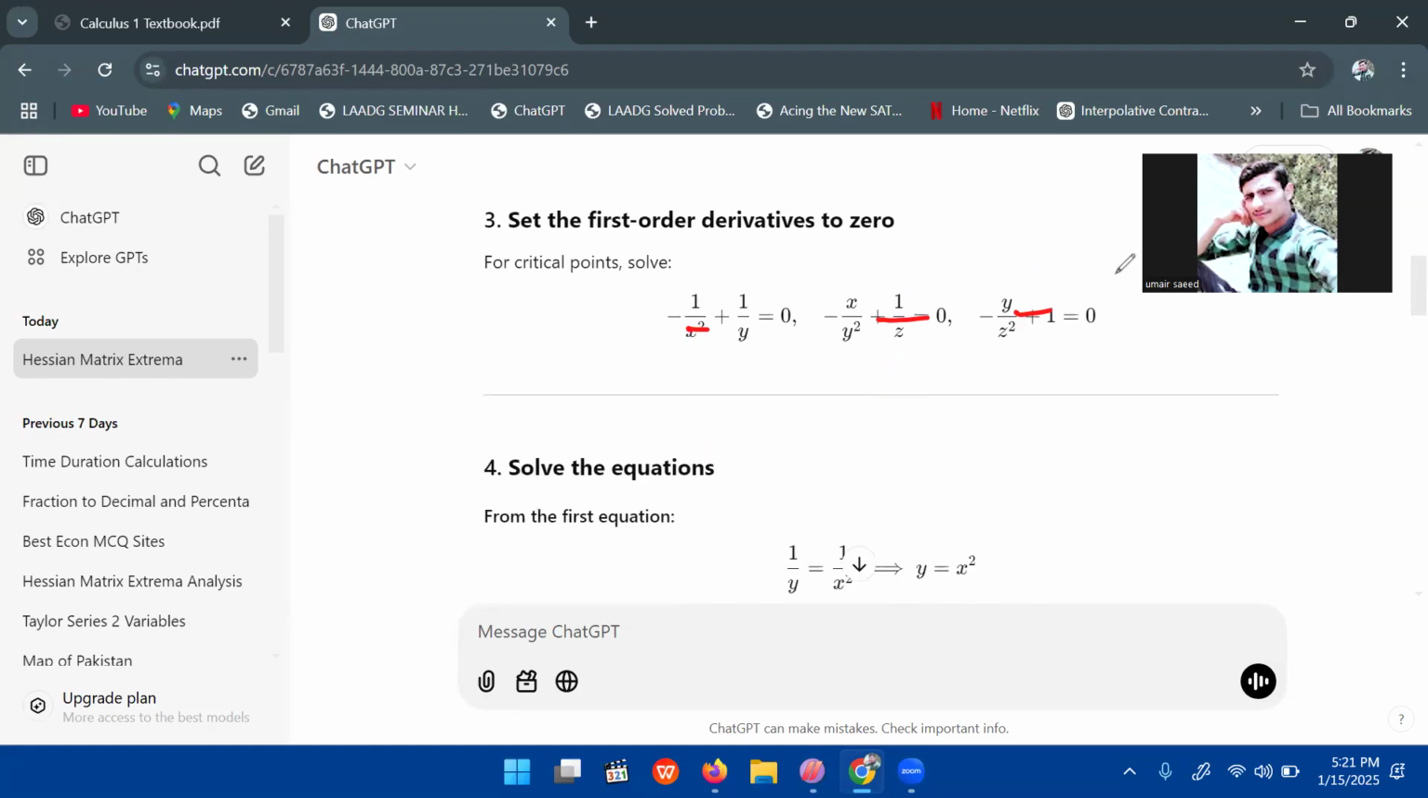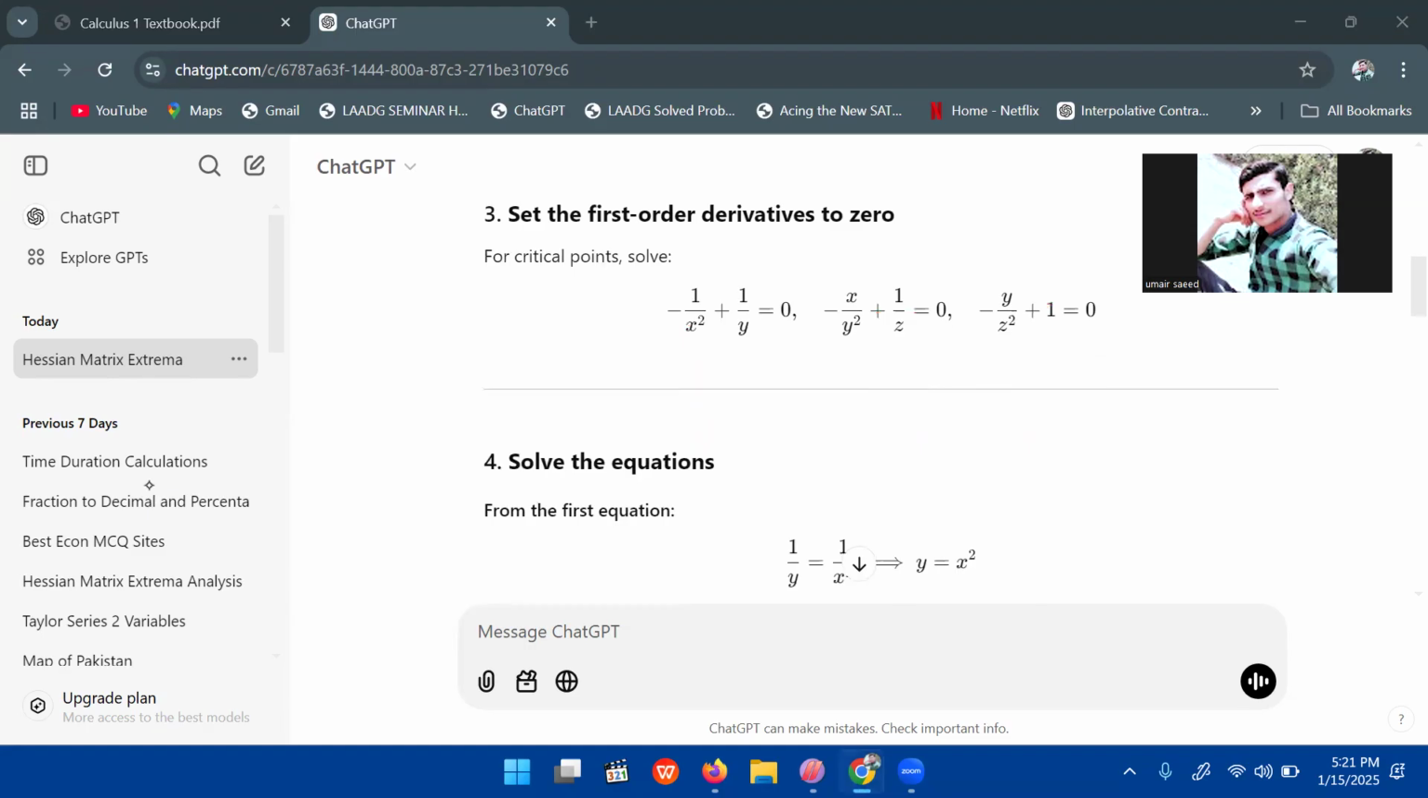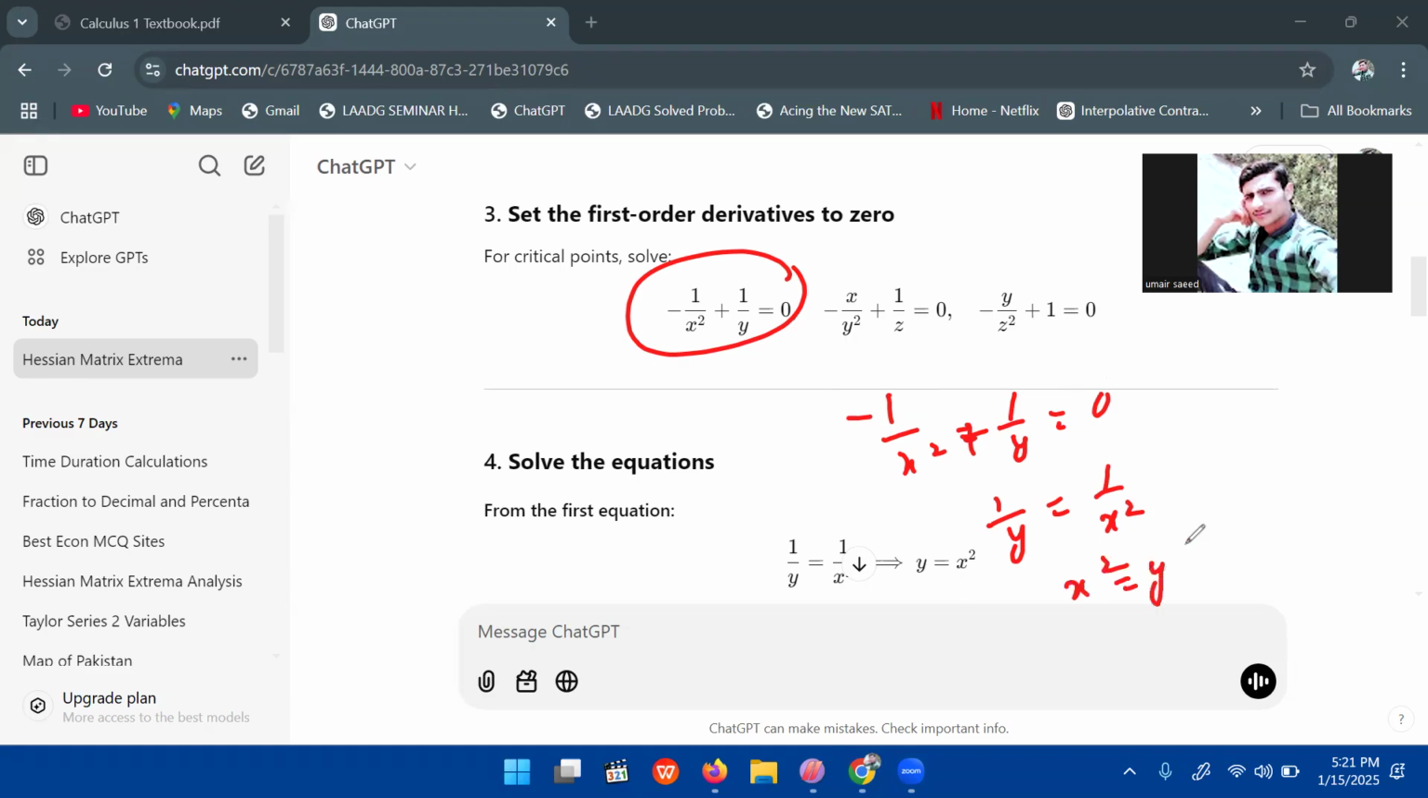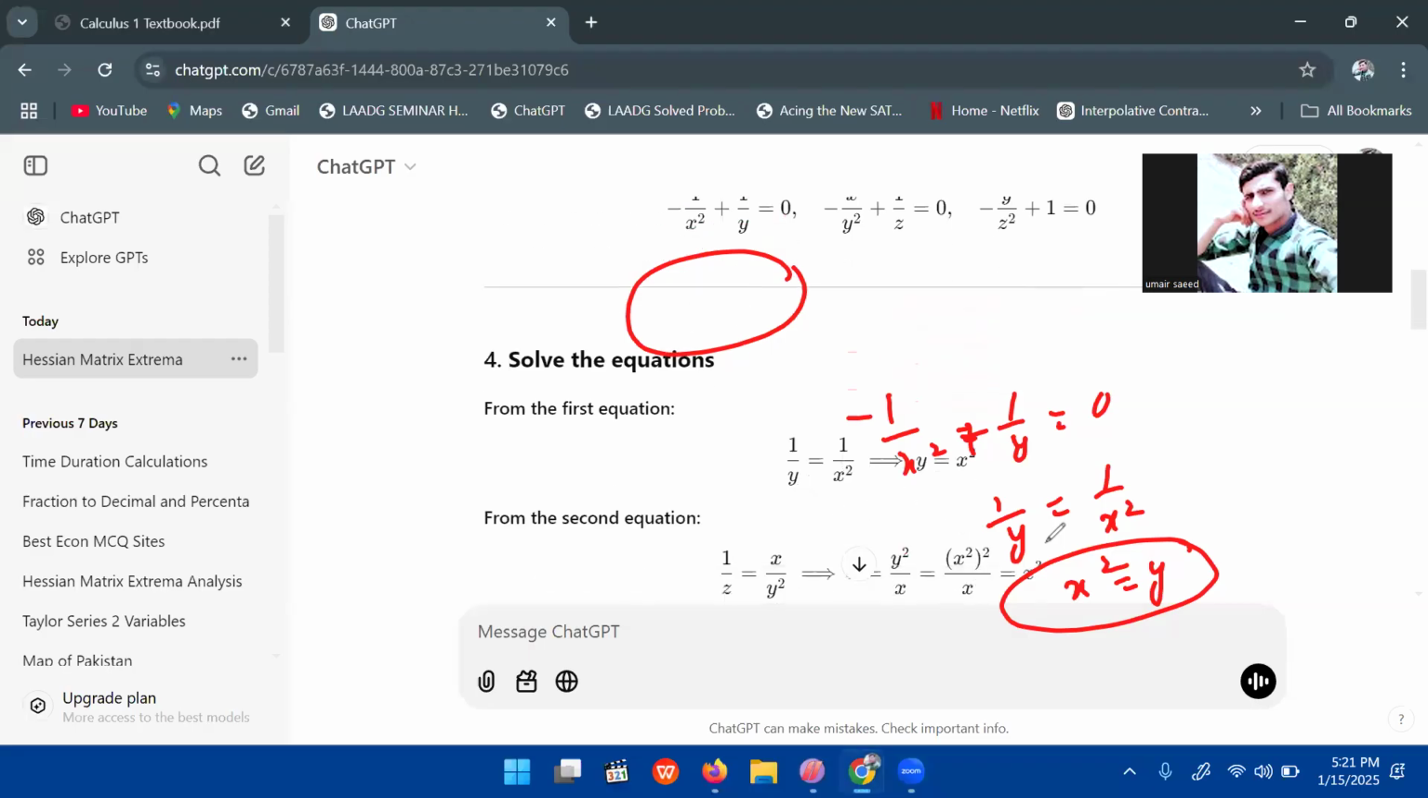So first of all, I am taking this first equation. It is minus 1 over x square plus 1 over y is equal to 0. It will give you 1 over y is equal to 1 over x square. If I change the fraction, I will get x square is equal to y. So y is equal to x square. This is the value that we have obtained from equation 1.